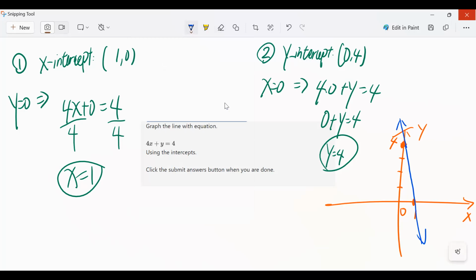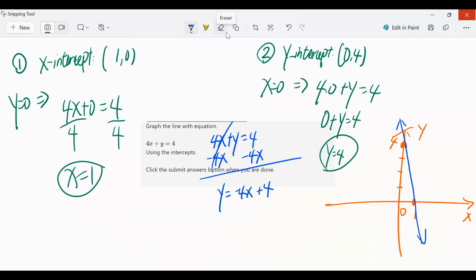And then we can quickly verify using the slope-intercept form. So right here, y equals -4x plus 4. The y-intercept is equal to 4, and the slope is -4, which we can write as -4 over 1. That means go down 4 units, go to the right 1 unit.